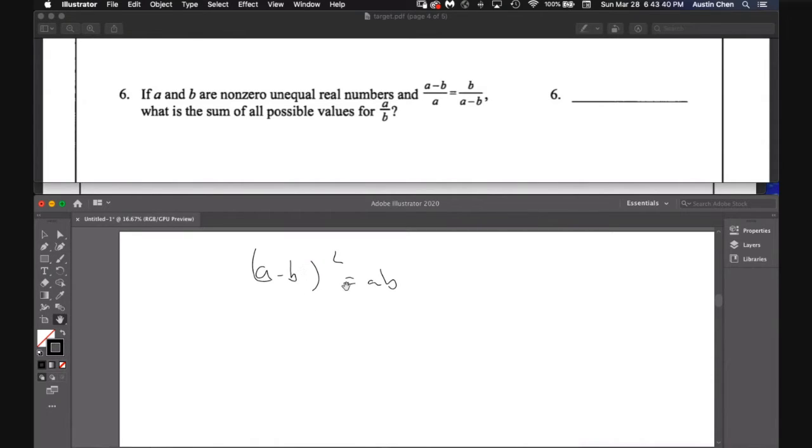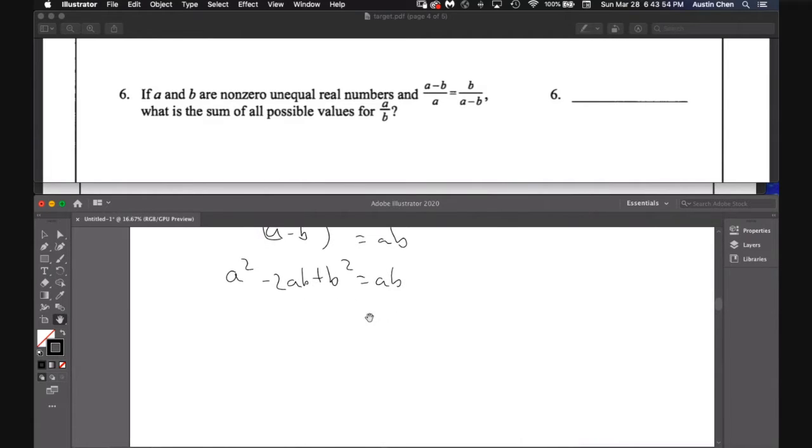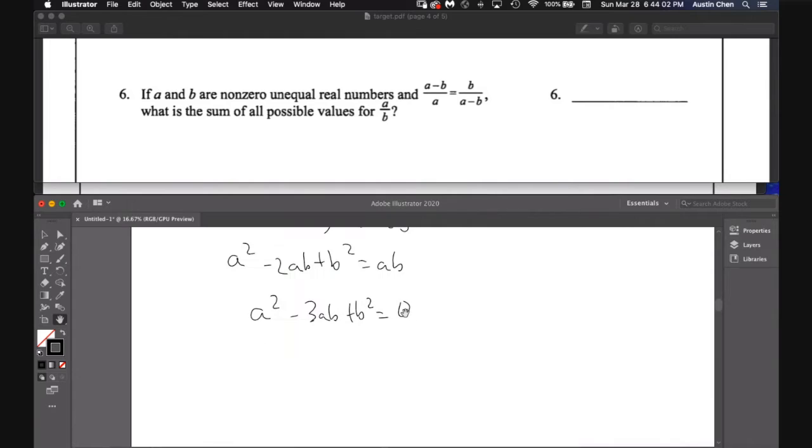This isn't really too helpful for seeing anything about A over B, so we can try expanding the left side. So then we have A squared minus 2AB plus B squared equals AB. And then we can move the AB over to the side, and then we just have A squared minus 3AB plus B squared equals 0.